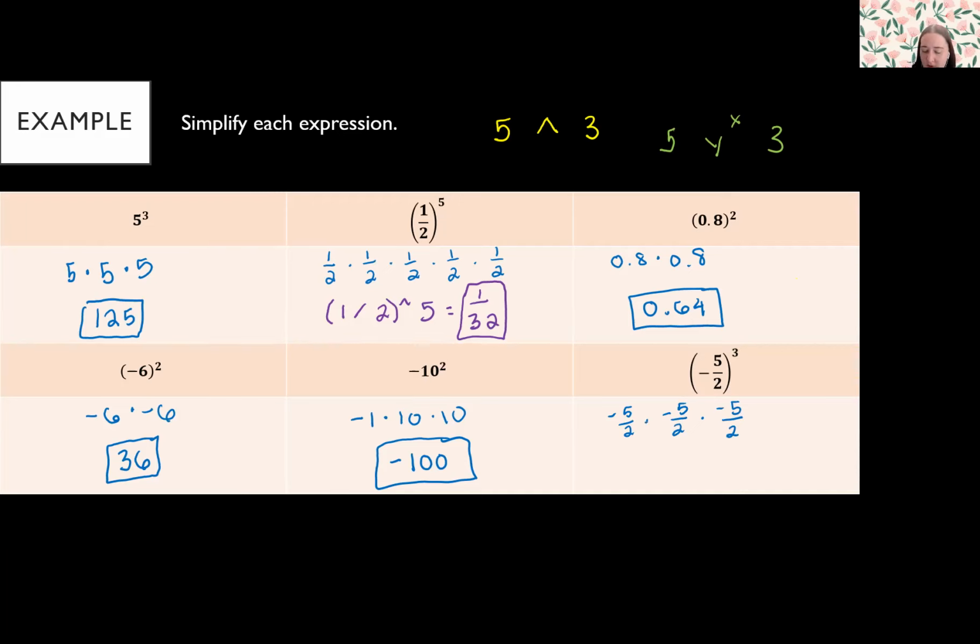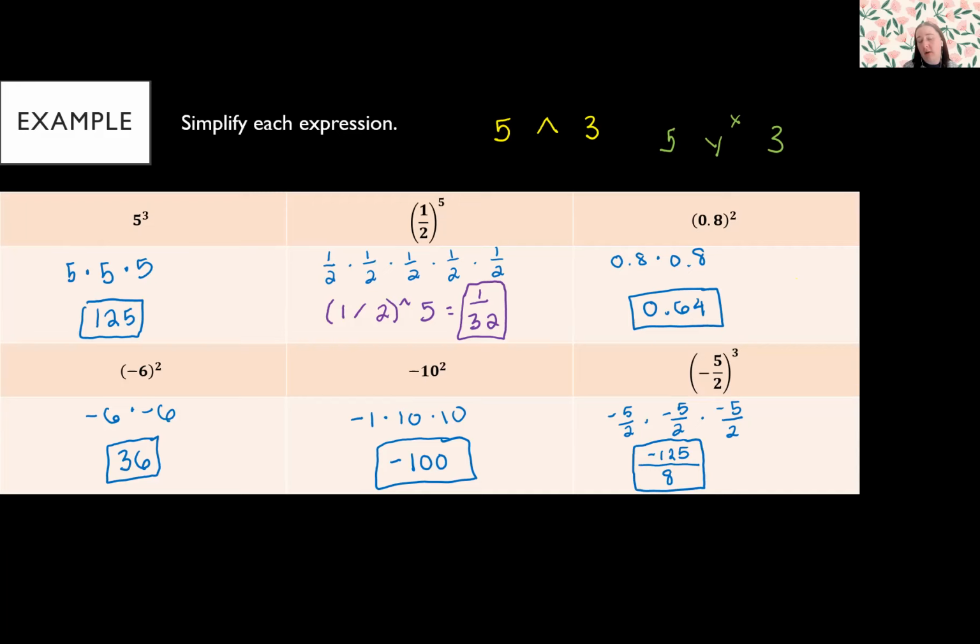So if I was to do this by hand, I would have negative 5 times negative 5 times negative 5. So when you do that on the calculator, you get negative 125. Denominator, you do 2 times 2 times 2, which gives you 8. So this comes out to negative 125 over 8.